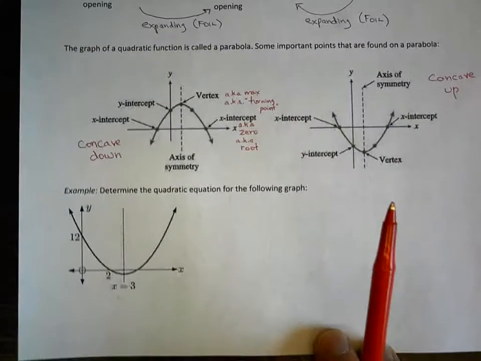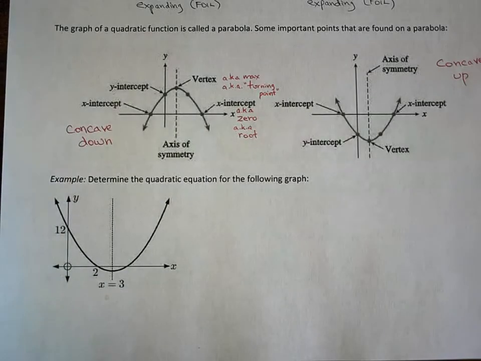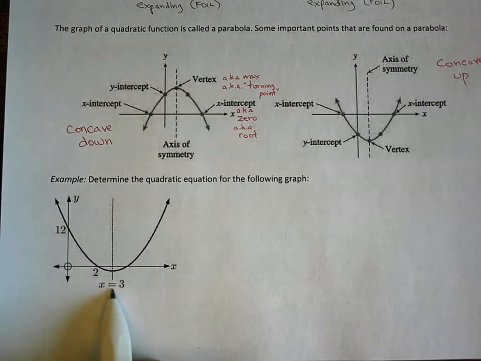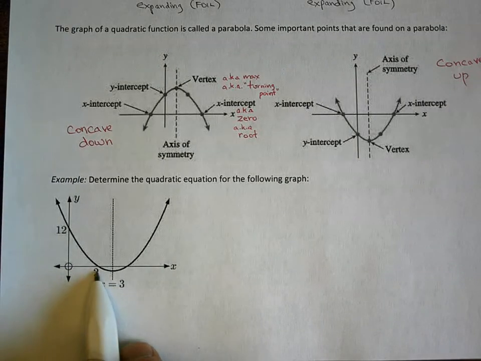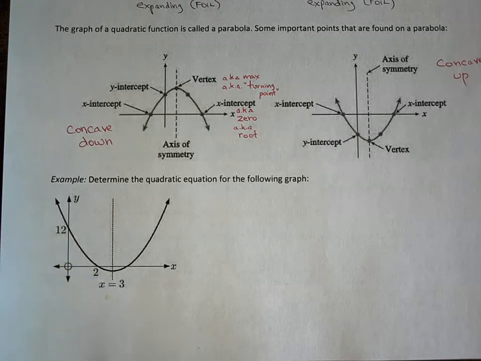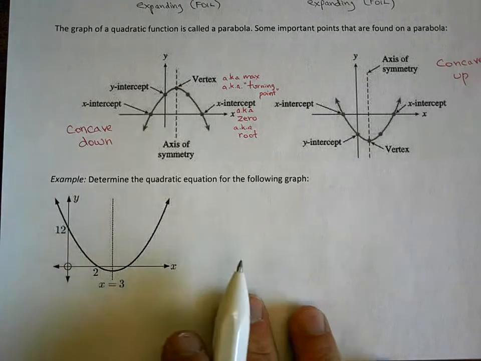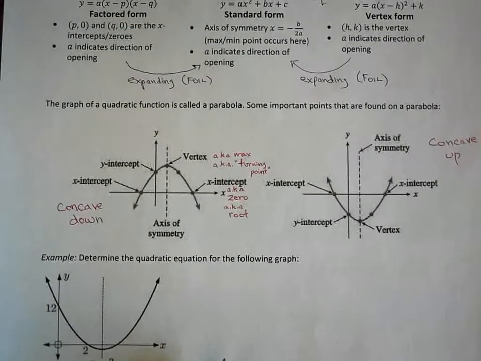Let's do one example at least. Determine the quadratic equation for the following graph. Wow, I don't have a lot of information here. I know that the axis of symmetry is x equals 3. I know it goes through this point 2, and I know it goes through this point 12. Which of the three forms make the most sense here?